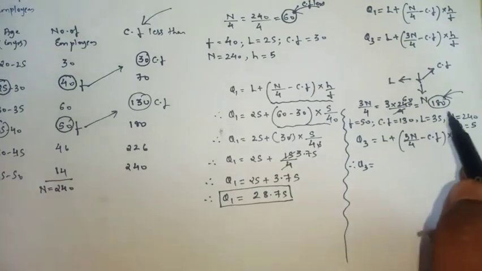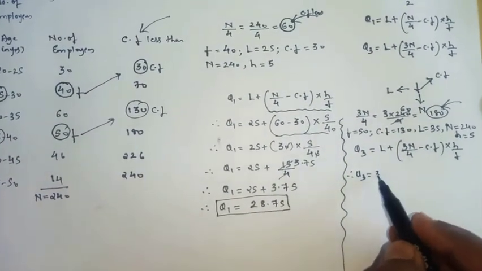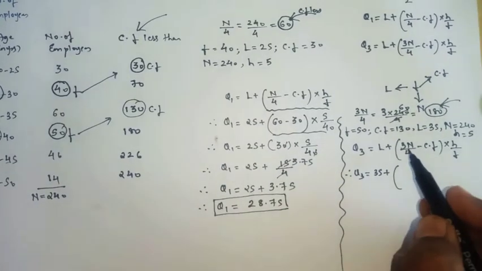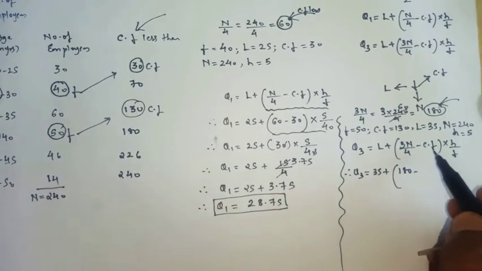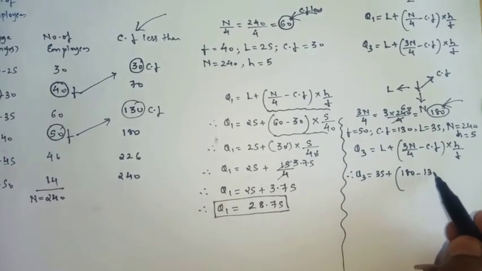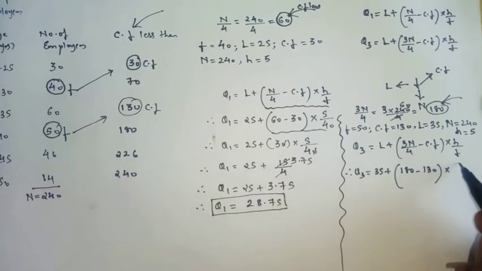So simply now we have to substitute the value. I hope you all understood how to find all these values. So simply substitute the value here. So L is what, 35. Okay, so 3n upon 4, directly here we got the answer, that is 180. CF is what, 130. Okay, H here we got, it is what, 5.